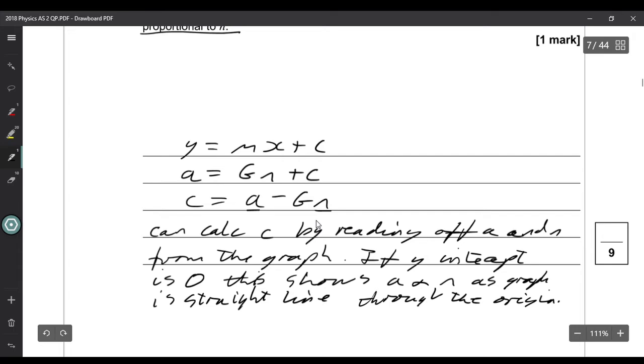And that's a point that a lot of students missed, that it isn't just that it's a straight line, it's actually got to pass through the origin too for it to be directly proportional.